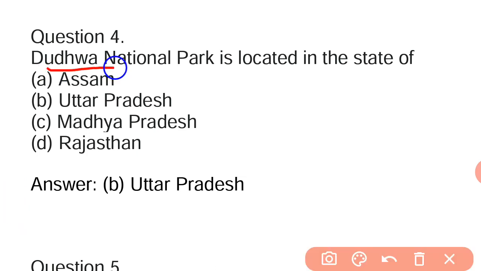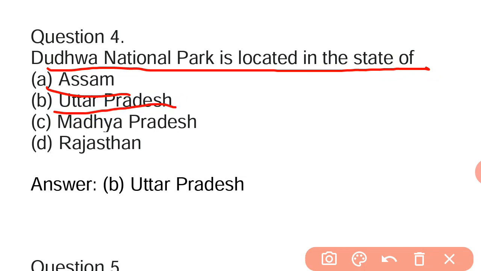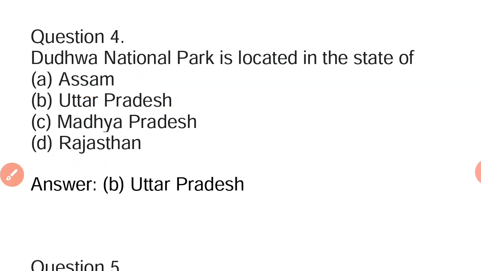Dudhwa National Park is located in the state of option A Assam, option B Uttar Pradesh, option C Madhya Pradesh, option D Rajasthan. Right answer is option B Uttar Pradesh. Next question.